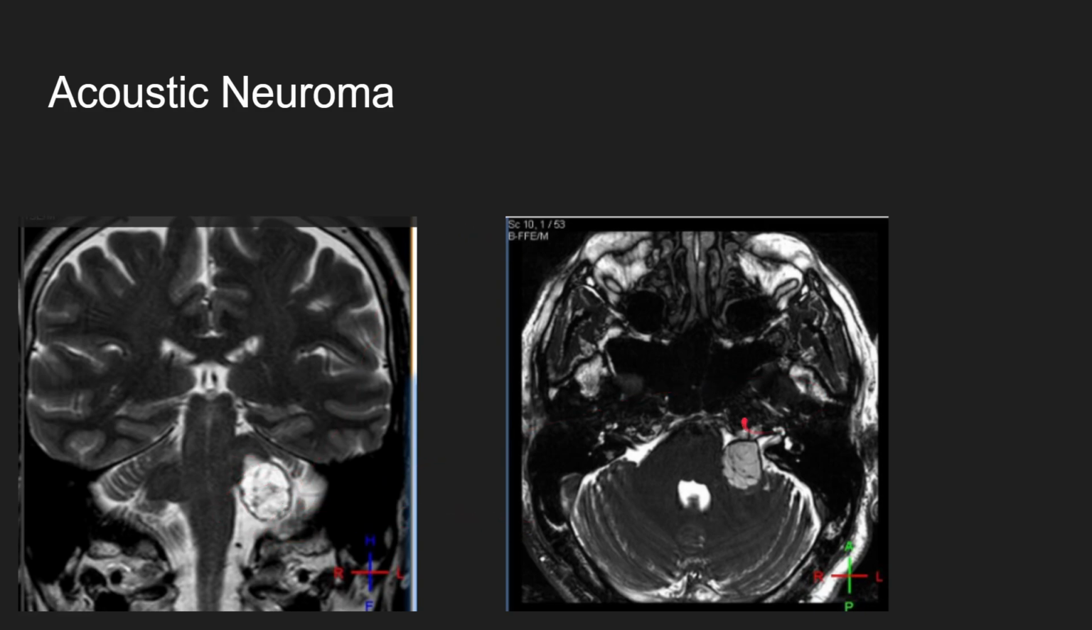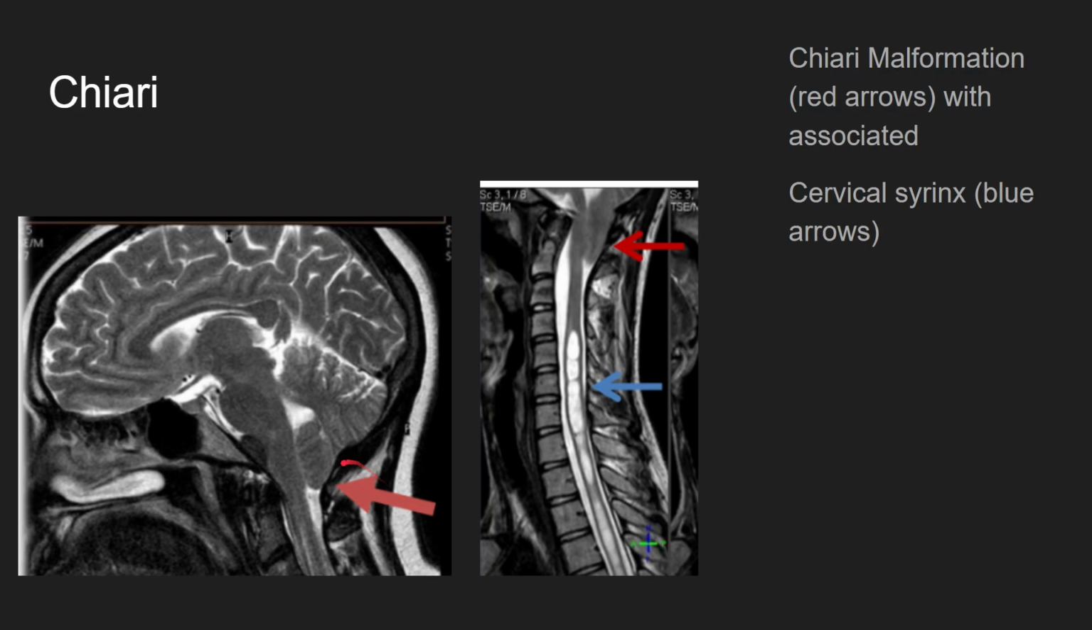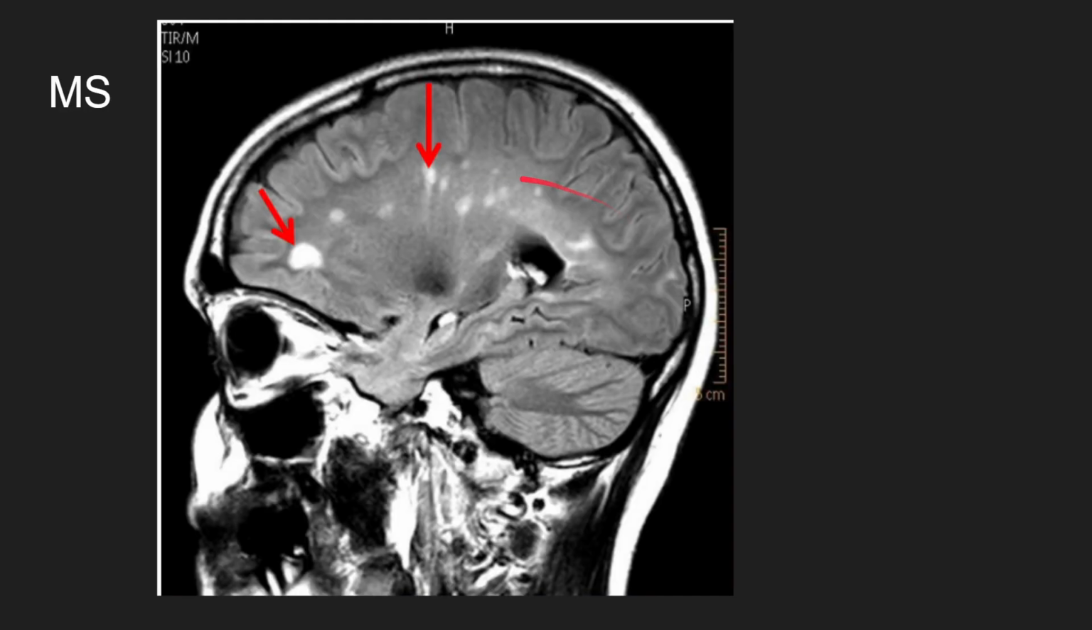You can see there. Chiari malformation. So red is the malformation and blue is the syrinx associated with that. Multiple sclerosis.